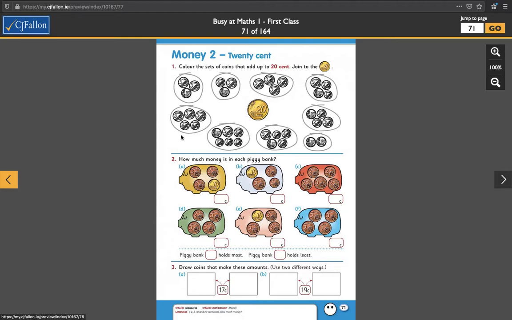It's not too bad. Then down here, same stuff, you're counting up the coins, but this time they're all adding up to different things, and you want to find out what they are. So how much money is in each piggy bank? Just count them up, add the numbers in.